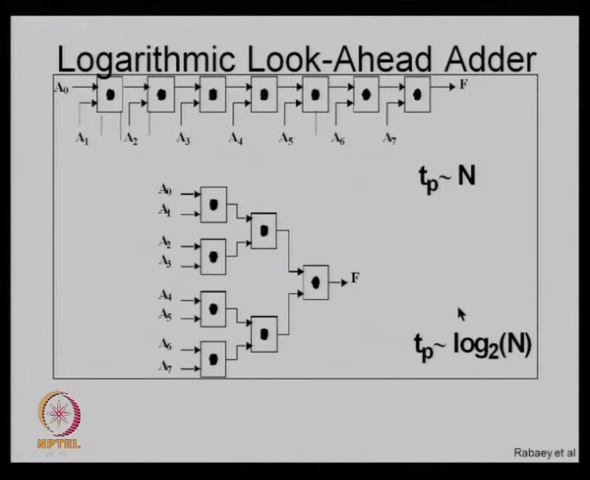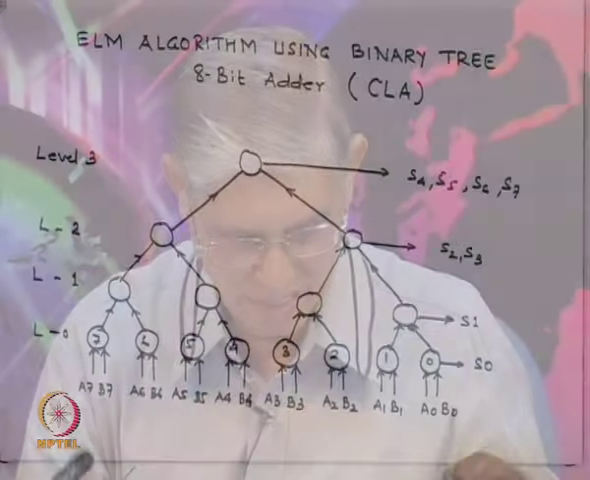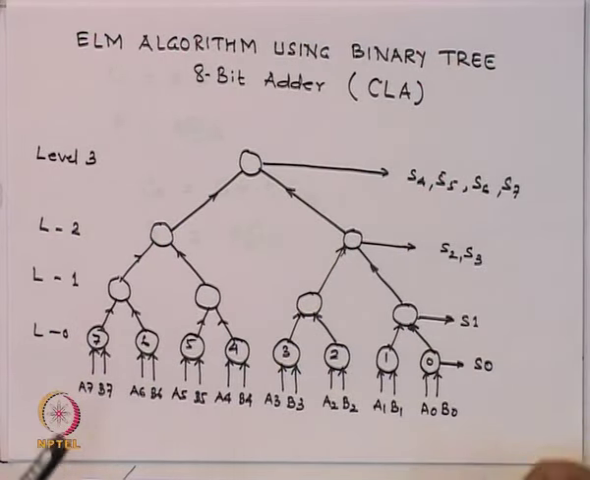These tree structures, which are very popular, also use a logarithmic algorithm, which is called ELM, logarithmic models. The biggest advantage of ELM, which I can show you here in my case, is that there are 4 levels for an 8 bit adder.